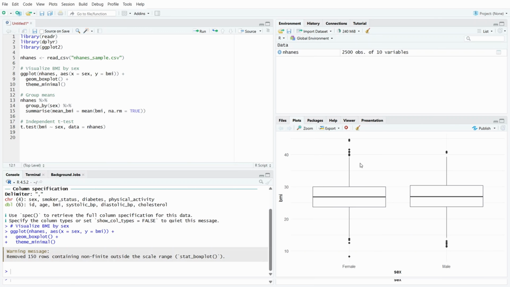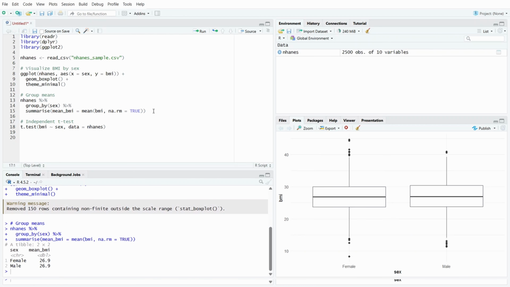We want to see, do the medians look different? Is one group more variable? Or are there extreme values? Visualization helps us understand the data before relying on p-values. Next, we calculate the mean BMI for each sex using group_by and summarize. This gives us the average BMI within each group. We use na.rm equals TRUE to remove missing BMI values from the calculation.